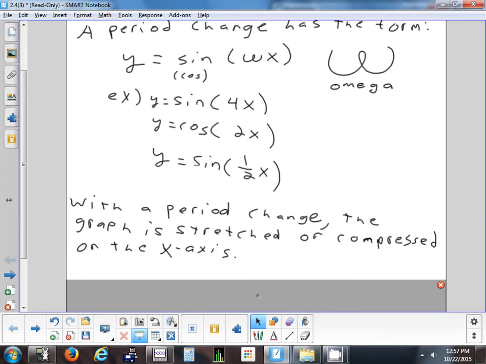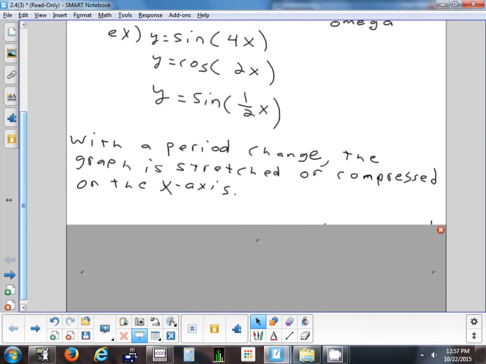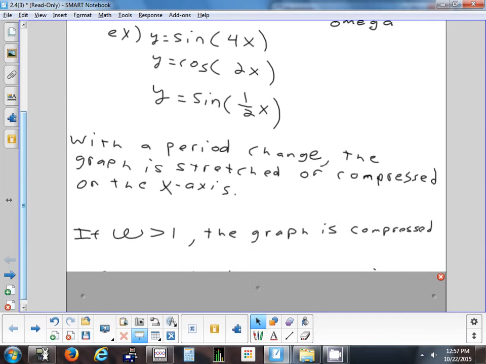All right, so just as a reminder, what period changes you're going to do? It's going to stretch or compress the graph on the x-axis. Stretching and compressing on the x-axis. Keep that in mind because that's going to tell us what's going to change, and then what's going to stay the same. What do you think the key number is in front of x? If it's bigger than this number, it's going to compress. If it's less than this number, it's going to stretch. 1. Okay, 1 is the point at which it changes from stretching to compressing.